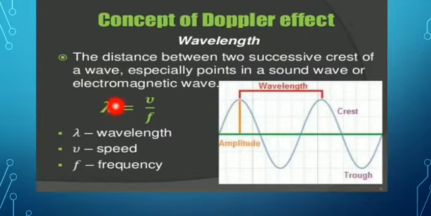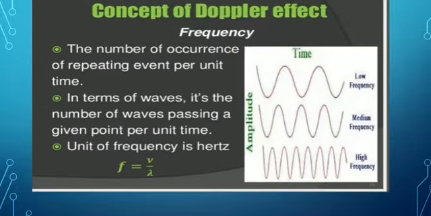The wavelength is lambda, which is equal to v divided by f. Here lambda is wavelength, v is the speed, and f is the frequency. Okay students, right? And the next, frequency. See this one, low frequency here, medium frequency here, high frequency. What is the difference between these three?